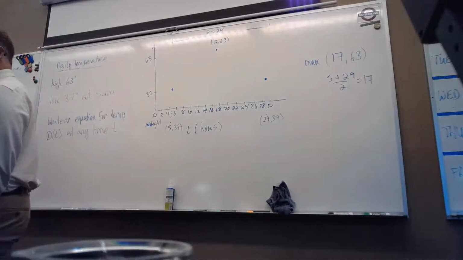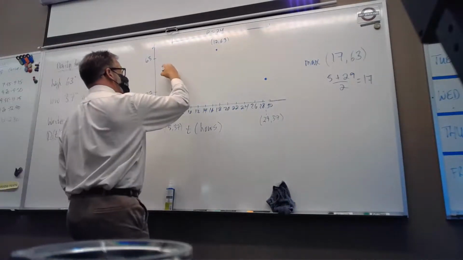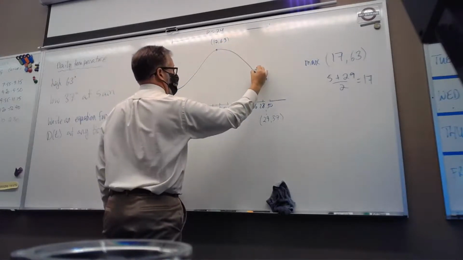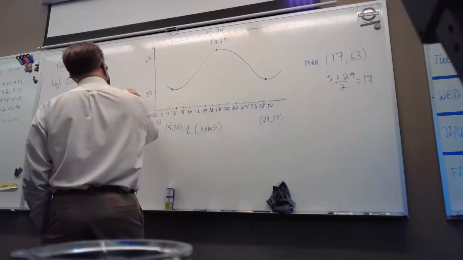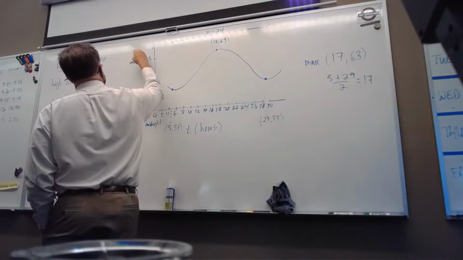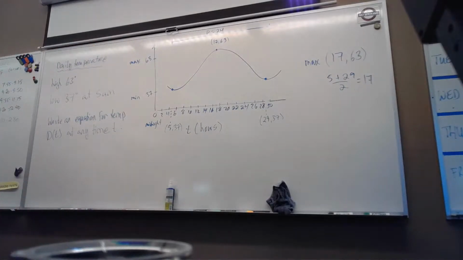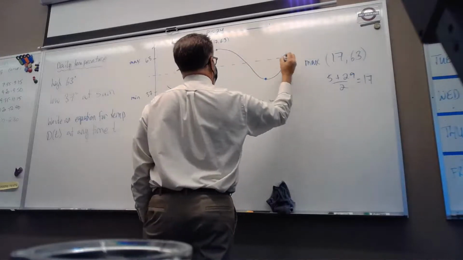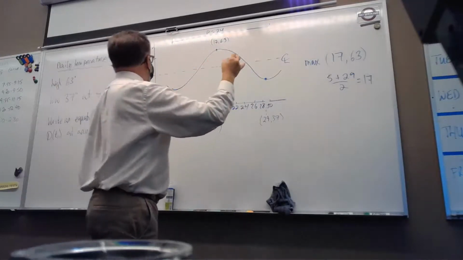Then that's not sun, is it? Well, that's a good question. Let's draw on our curve. There's the minimum. There's the maximum. Where's the center line? Macia? What's halfway between 63 and 37, Macia?